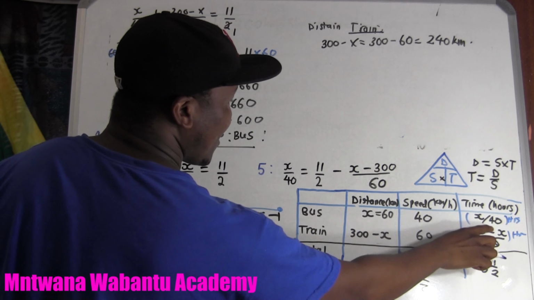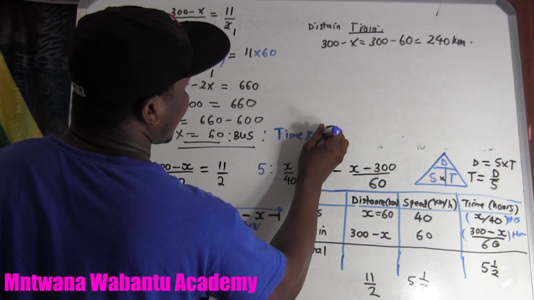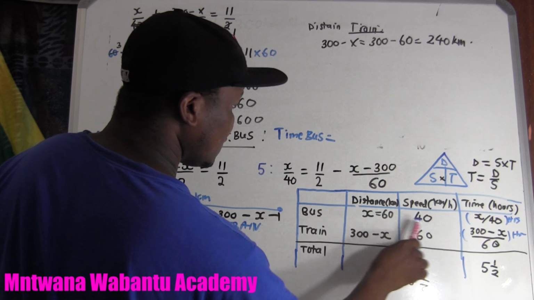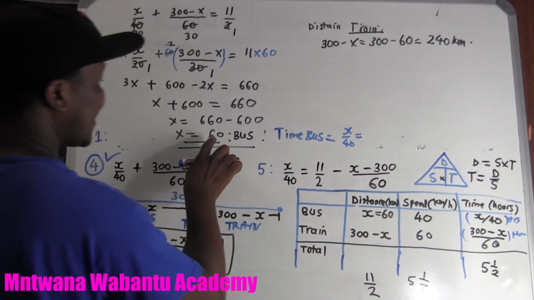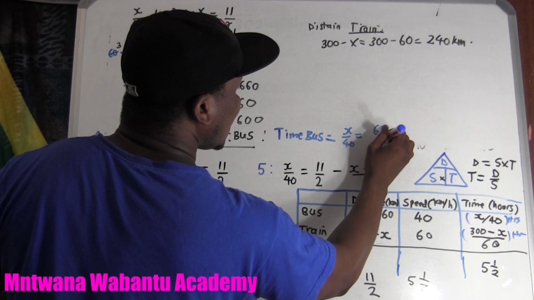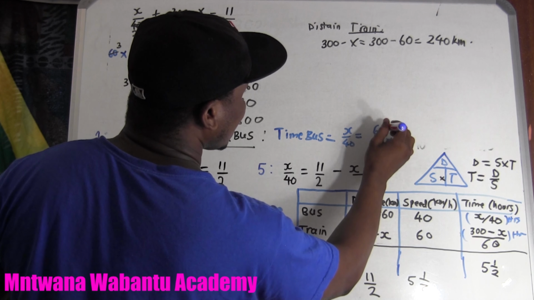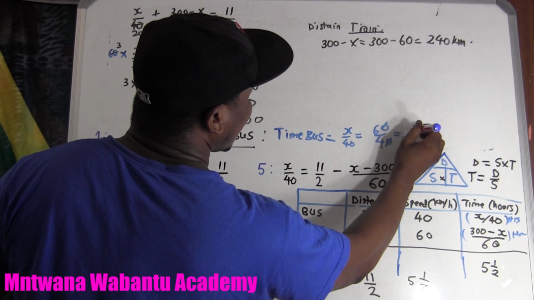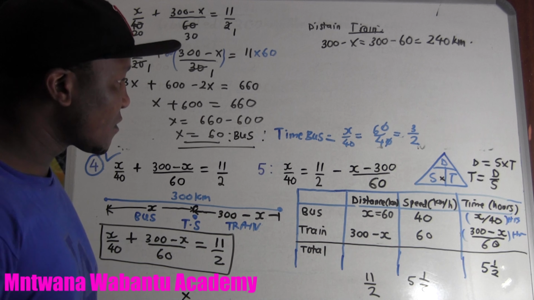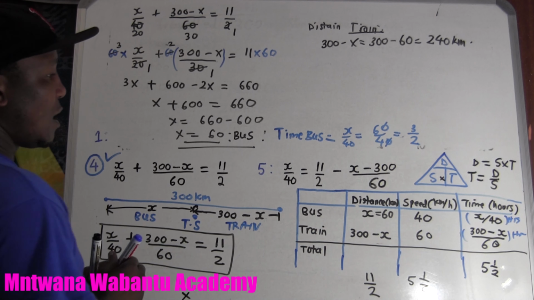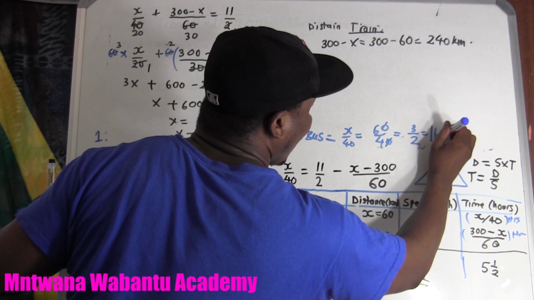Okay, let's start with time taken by bus. Time by bus, what is that? Time by bus equal to x over 40. What is the x? X equals 60 divided by 40. So this is the same as, you can simplify. If you divide by 2, it's going to be 3, divided by 2 is going to be 2. So 3 over 2. But now, 3 over 2 is the same as, how many 2s in 3? 1. So it's going to be 1 hour.